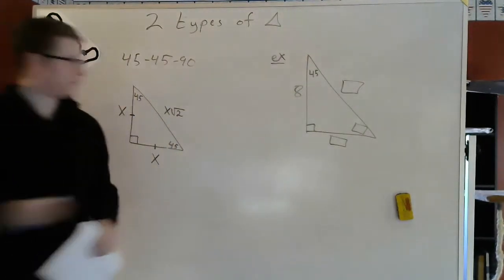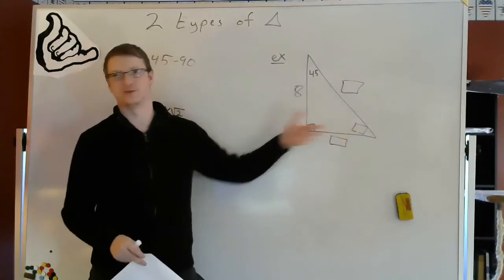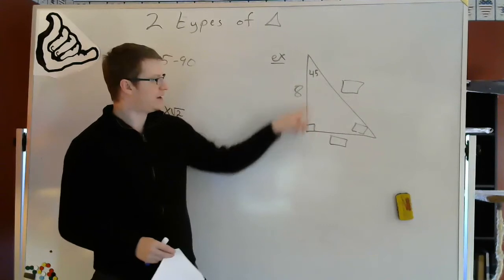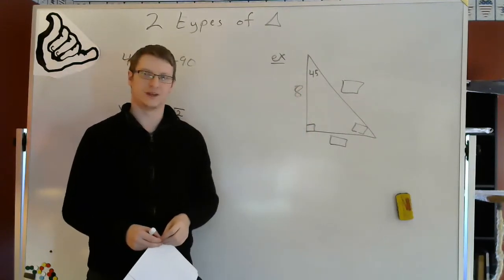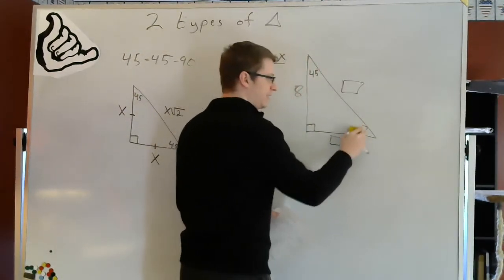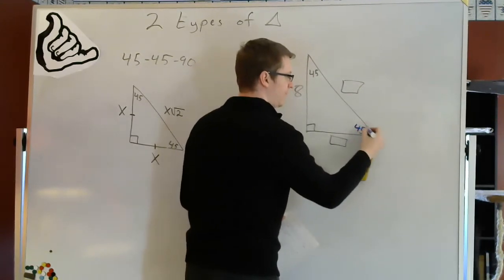Well, one of the pieces that we already know how to figure out is this angle down here, because every triangle has to add up to 180 degrees. And you might start to realize that, hey, I've got a 90 and a 45, and if you start memorizing these triangles, then you know that the other bit has to be 45. 45, 45, 90. So here we've got 45 degrees.